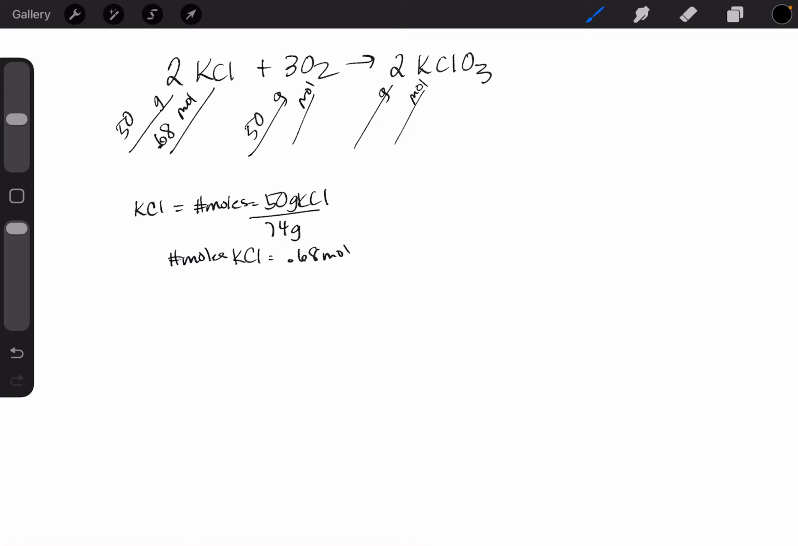Then I need to figure out the number of moles of O2. And so I'm going to use 50 grams divided by the weight of 1 mole, 32. And so my number of moles of oxygen is 1.56.